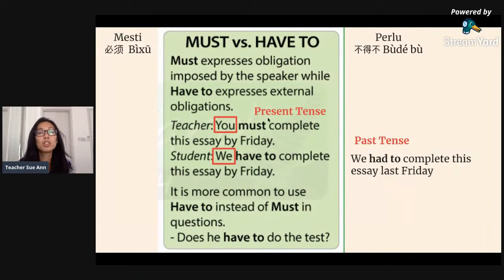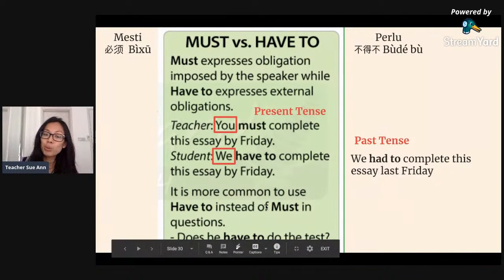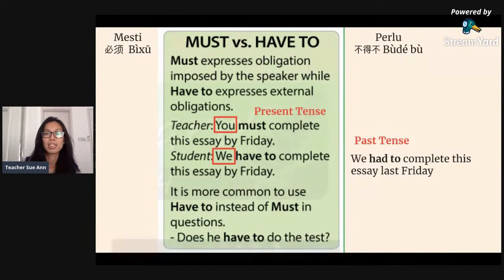Okay, it is more common to use have to instead of must in the questions. Does he have to do the test? Cannot say does he must do the test. No such thing. Okay. Next. Everyone good? Good job. We are going to continue on next.